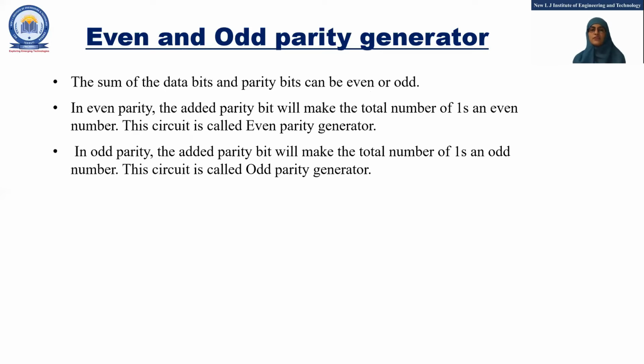Now we have the concept of even and odd parity. For even parity, the parity generator will check whether the number of ones in data plus parity is even or not. Here the even parity generator will make the total number of ones an even number, which means the original data and parity bit together must produce an even number of ones. For odd parity, the number of ones in data and parity together must be odd. So the even parity generator will generate the total number of ones as even, and the odd parity generator will generate the total number of ones as odd.